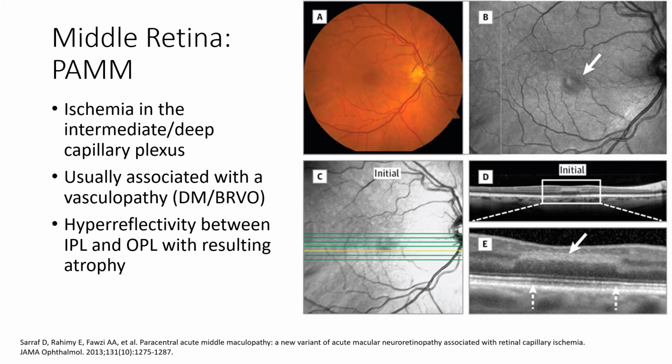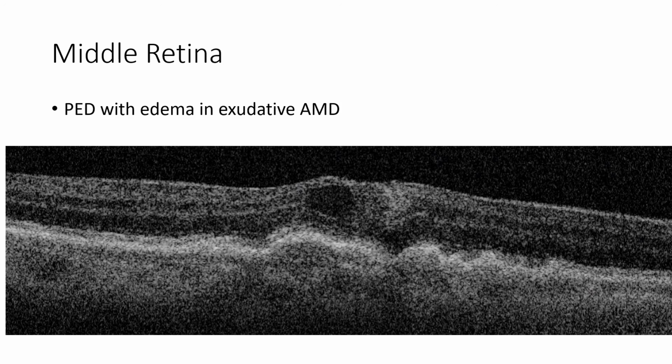Paracentral acute middle maculopathy was originally described by Saraf and colleagues, and it's a result of ischemia in the intermediate and deep capillary plexus, often associated with some sort of vasculopathy such as diabetes or vein occlusion. And on the OCT, you'll see a hyperreflectivity between the inner plexiform and outer plexiform layers, which later results in atrophy. Again, here's the hyperreflectivity. Within the middle retina, you can also see edema.